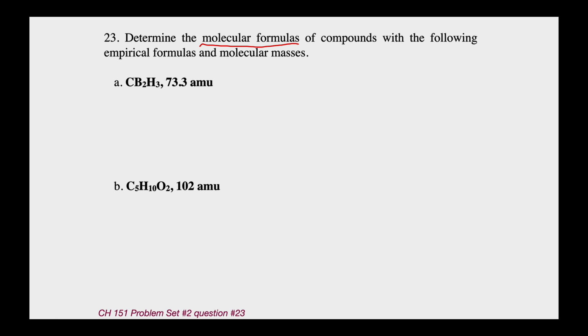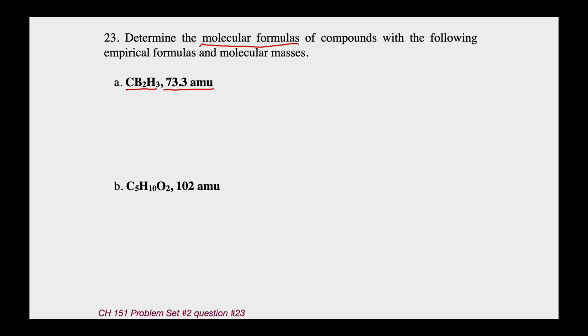That could be the formula for a compound, but it also could be just an empirical formula. So it's possible that the molecular formula for the first one is CB2H3, but it could also be something like C2B4H6, or it could be C3B6H9, some integral multiple of CB2H3. How we're going to figure out which of those answers is correct is we're going to compare the molar mass of the whole thing, or molecular mass, which again is the same number, just different units, to the mass of this part by itself.